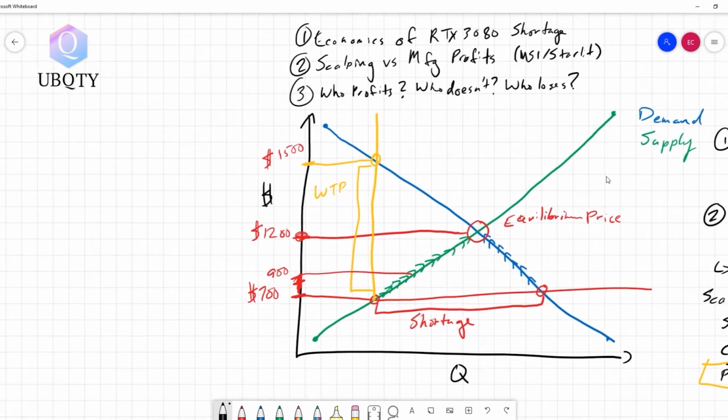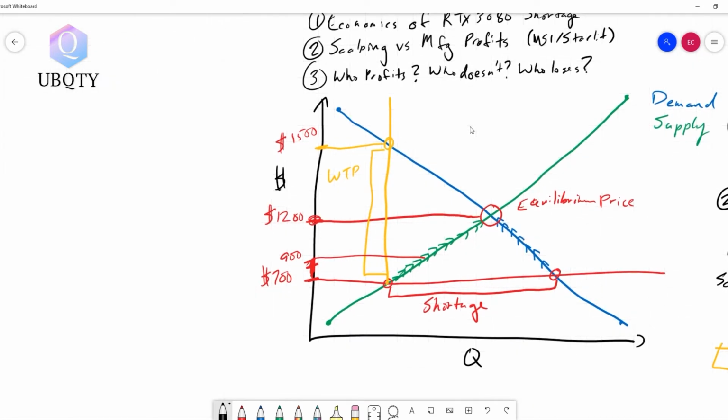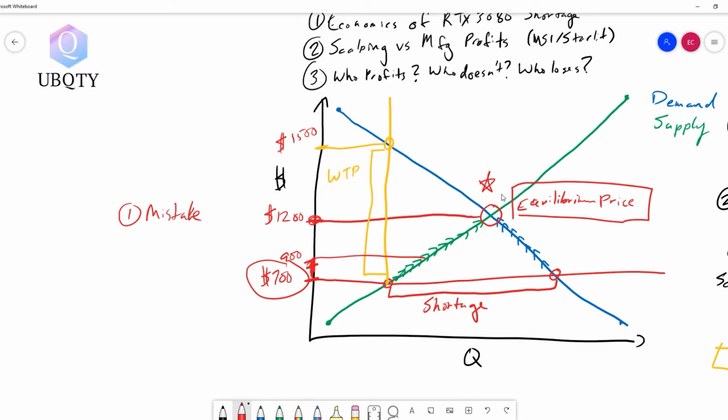So, I guess the next question is, why did they do that? Why did Nvidia choose to set the price at $700, something that's much lower than the equilibrium? There's a couple of explanations. Number one is it was a mistake. They legitimately thought that $700 was the equilibrium price. It's really hard to find out what this price is. There's all sorts of noise in the signals, all sorts of noise in the data.